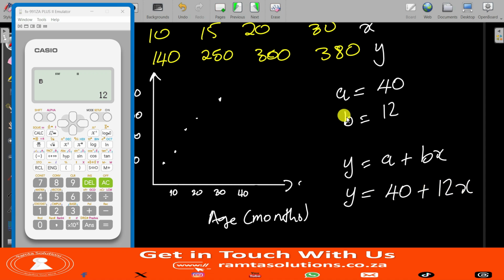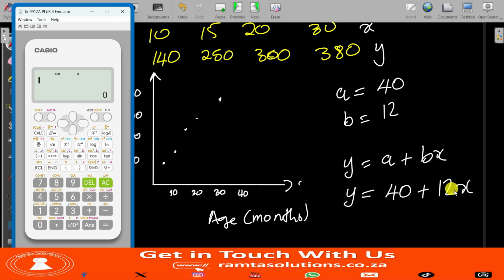So now to draw the regression line, you can do this. Already, you know the y-intercept is 40, right? So you can just plot the y-intercept there. And then now look for another point. Look for another point. When I say look for another point, you can take any you can think of.